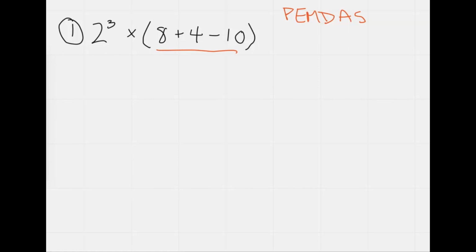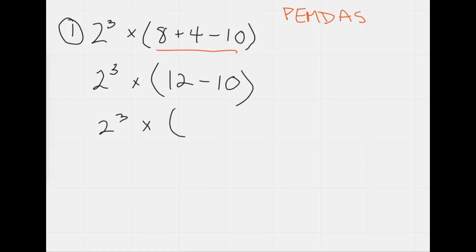We can go back to PEMDAS again and see what's next. Within the brackets, there are no additional brackets or exponents or multiplication or division. We only have addition and subtraction, which have an interchangeable order. So when this happens, we solve in order from left to right. We start with 8 plus 4, which is 12, and then have 12 minus 10 in the brackets. We need to solve what's in the brackets completely before moving on. So 12 minus 10 leaves us with 2.